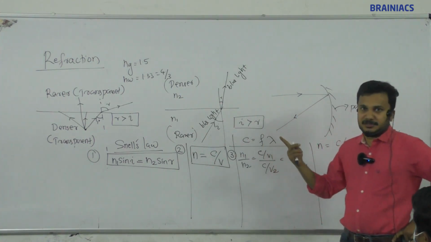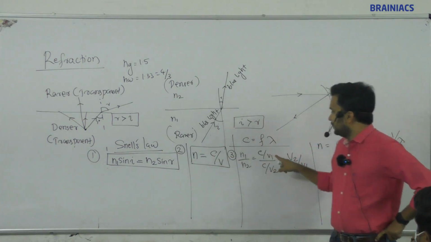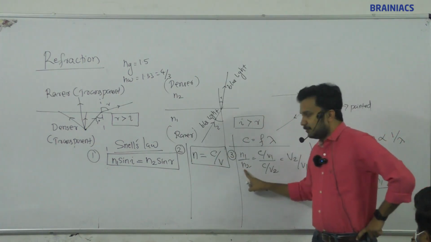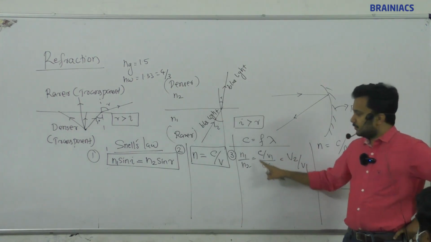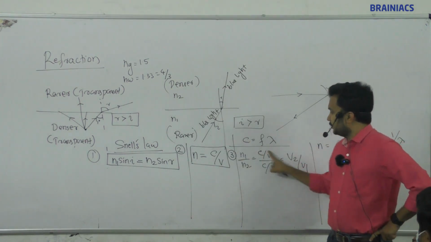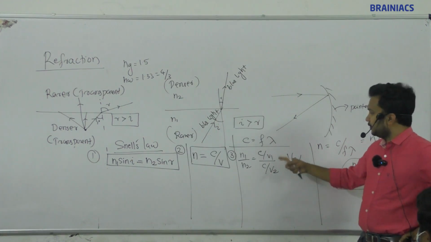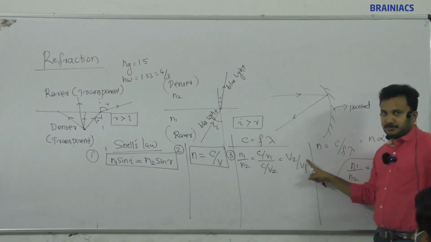There are 2 velocities. For example, in the first medium light is traveling with a velocity v1, in the second medium it is traveling with a velocity v2, because C is fixed. So n1 by n2 is equal to (C by v1) by (C by v2). C cancels, v2 by v1 will come.